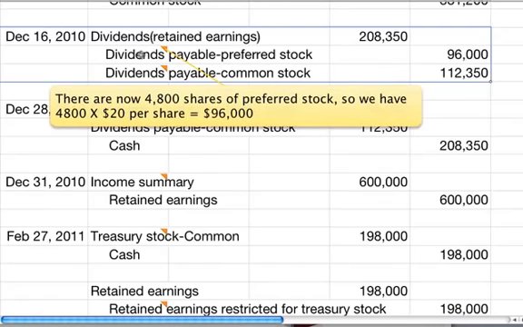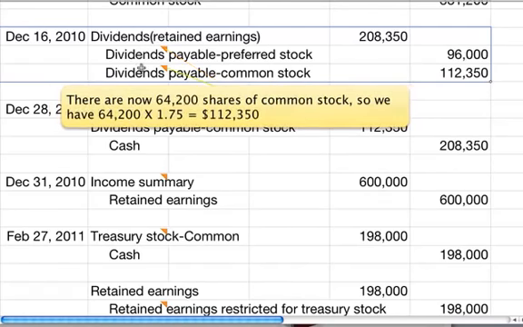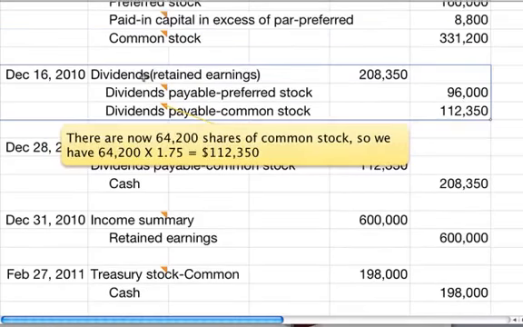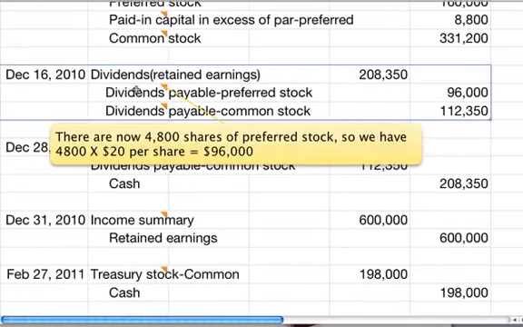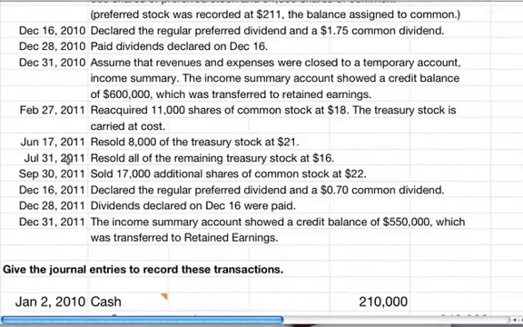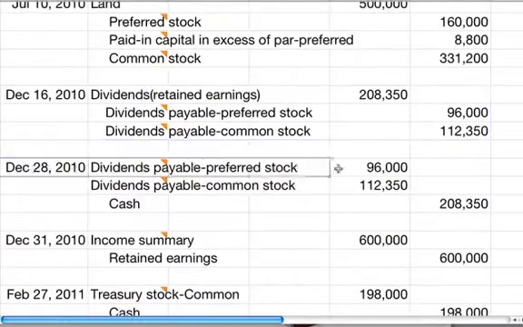Now keep in mind on this, we issued more preferred and common stock for the land deal. So that's why there are 800 more shares now. On December 28th, we paid dividends that were declared on December 16th. So these same amounts are just kind of reversed because we're debiting these accounts to get rid of the payable accounts. So that's all that transaction is.